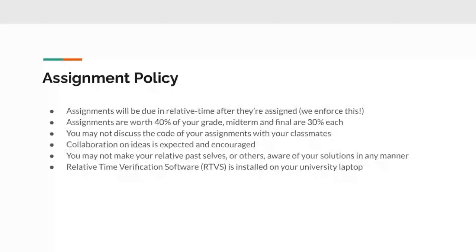You may not discuss the code of your assignments with your classmates. Collaboration on ideas is expected and encouraged, however. Here's the exception: you may not make your relative past selves or other people's past selves aware of your solutions in any manner. The relative time verification software is installed on your university laptop, so we will catch you if you try to cheat.